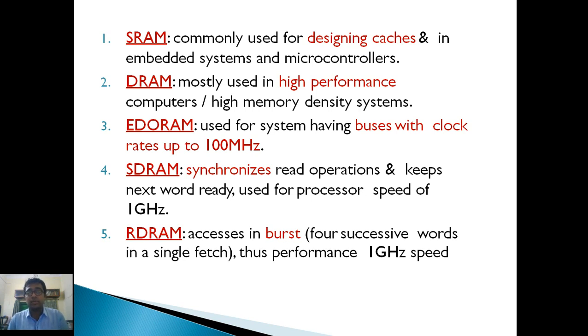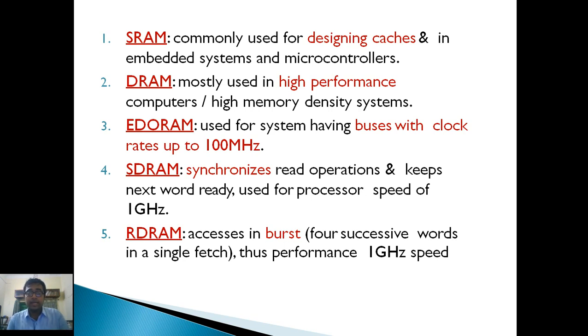SDRAM. It's a synchronized dynamic RAM. It synchronizes read operations and keeps the next word ready. It means this SDRAM is also a high performance RAM. In case the processor is fetching one program instruction, it automatically syncs with the next programming instruction that is going to be processed next, which is kept ready or synchronized in this kind of RAM. That's why it is known as SDRAM. The processor speed is 1 GHz.